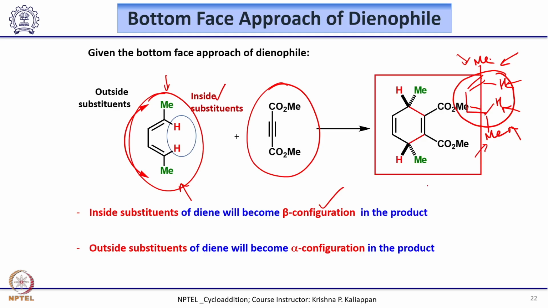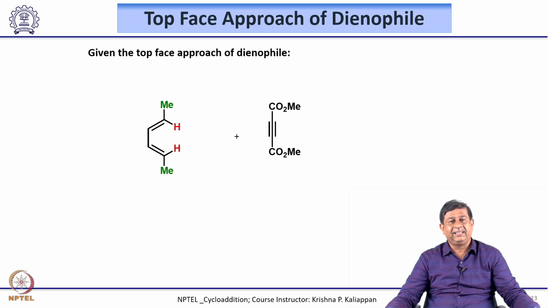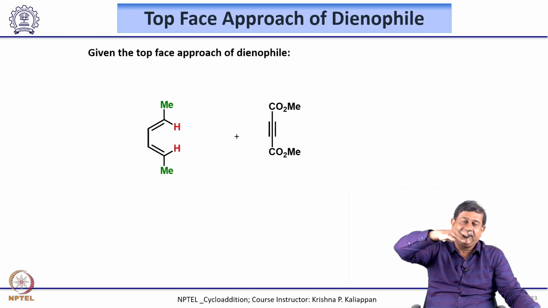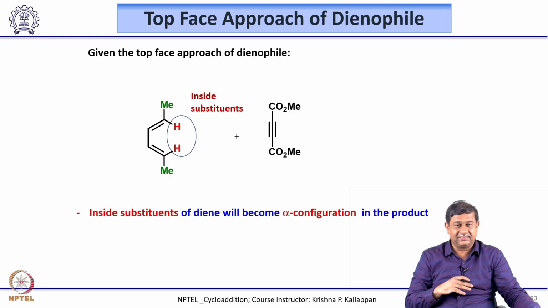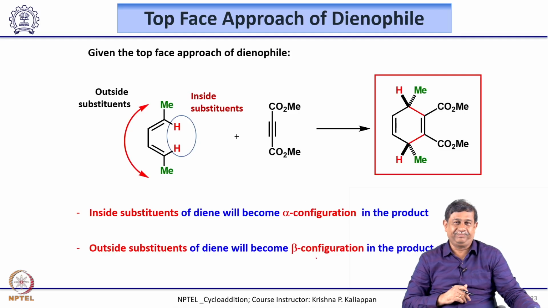I will come back to how to draw this structure in the next couple of slides. On the opposite one, now the diene is again flat and the dienophile approaches from the top face. That means here you will get exactly the opposite: the inside substituent will become alpha, whereas the outside substituent will become beta.